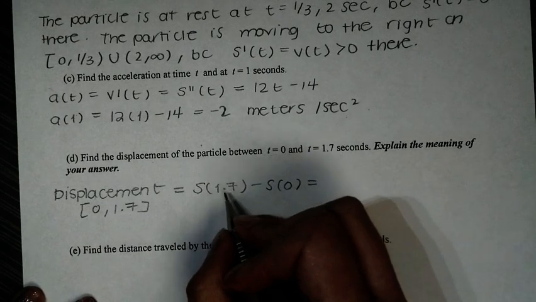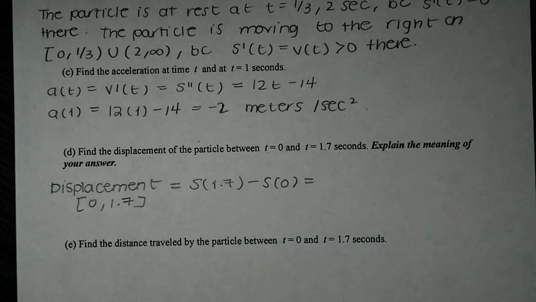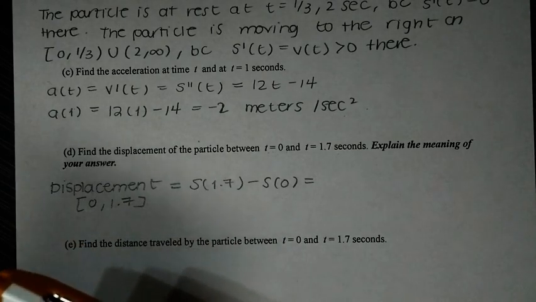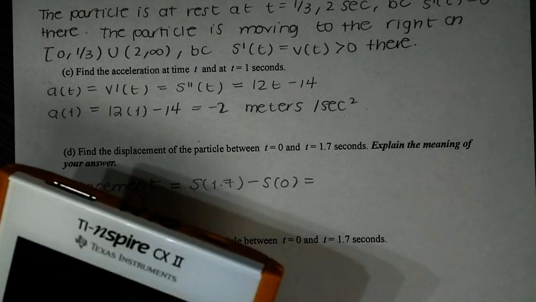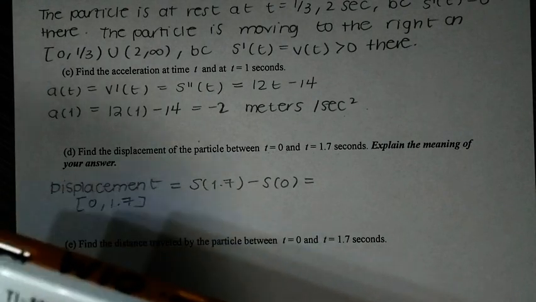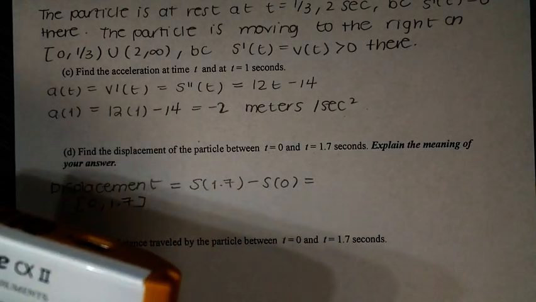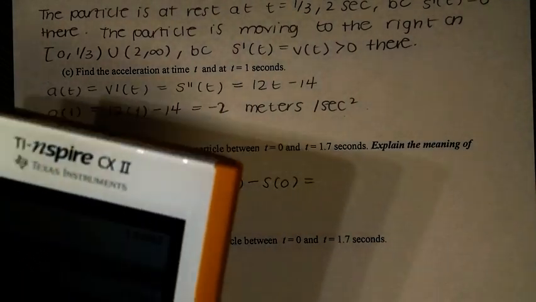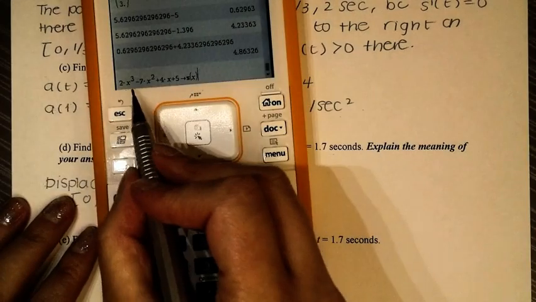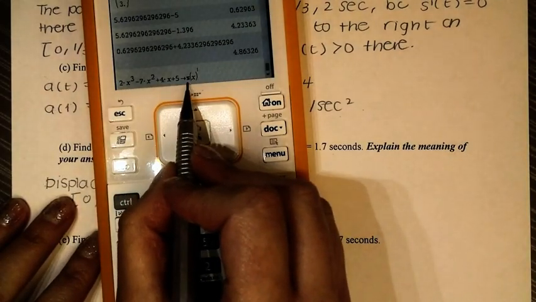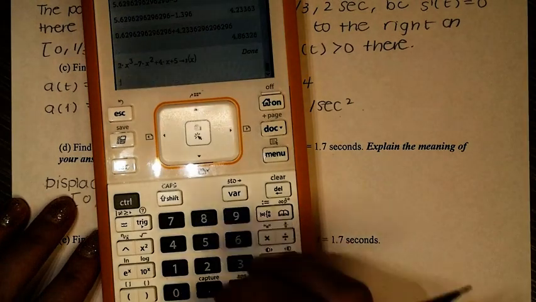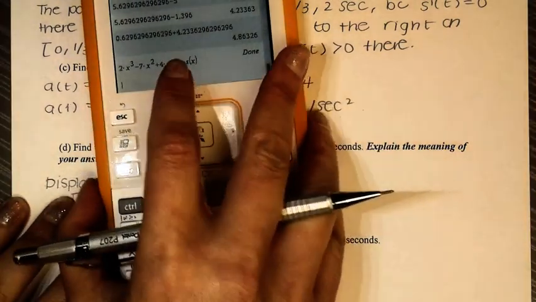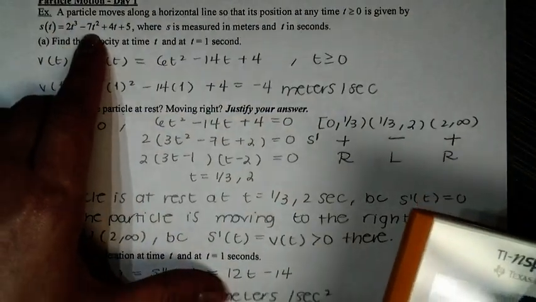So what I'm going to do is plug this equation into my calculator. Let me get my calculator here and clean it up a little bit so you can see it. Sorry about that. Let me go back. So I plug the equation here in my calculator. I call it s of x. Click enter, it's done. So I stored my position function in my calculator.